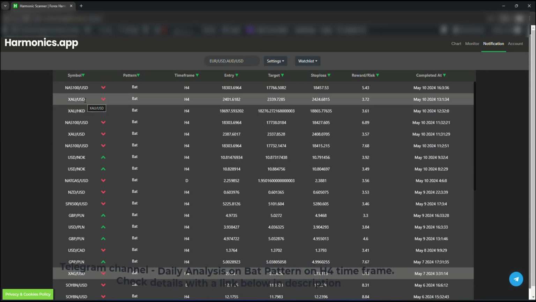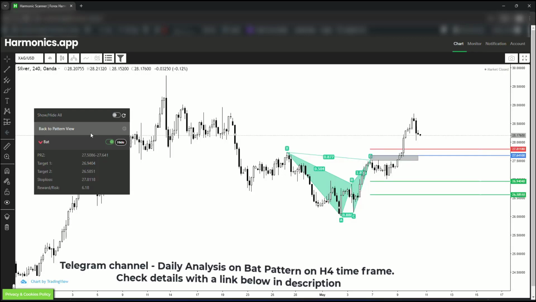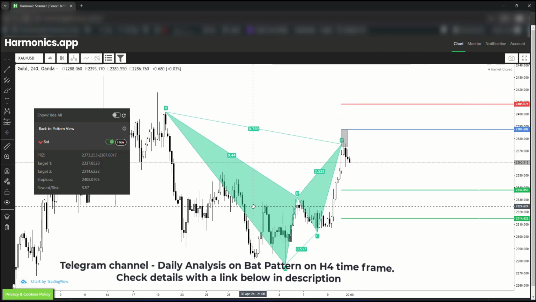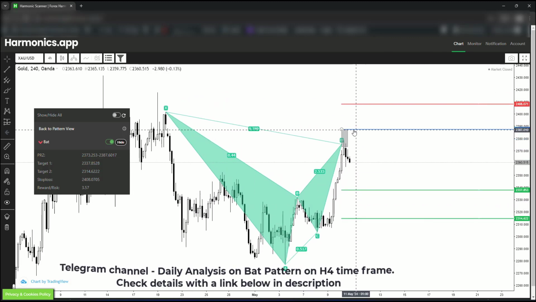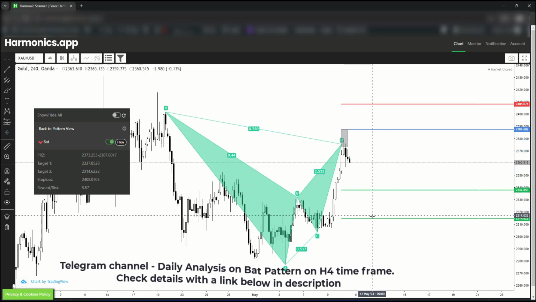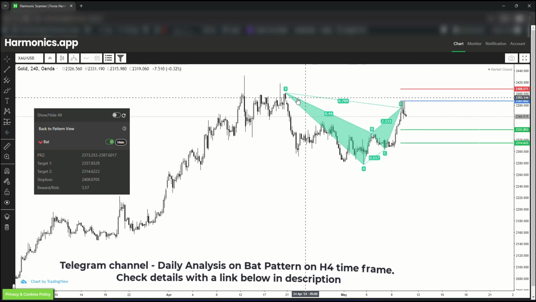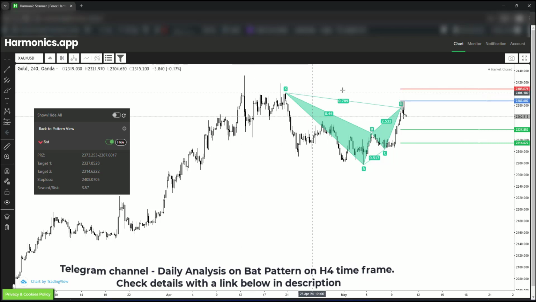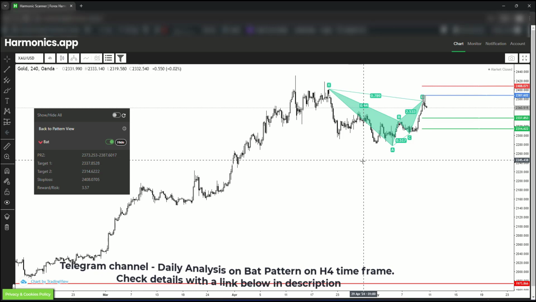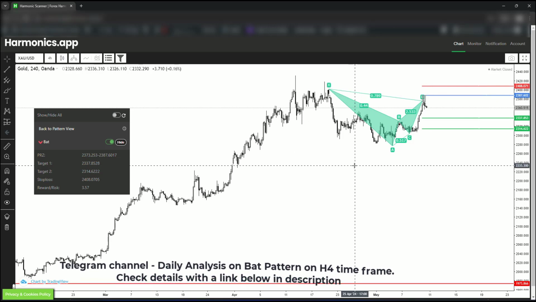For example, let's check this one, gold against US dollar. It has been formed here on the chart, and it's showing a potential reversal zone pointing to the price possibly returning back down, reaching the first support level, the first target and the second target. The stop loss is just above this area, which could potentially be correct. Now the next step is to define whether this bat pattern is in line with your analysis.